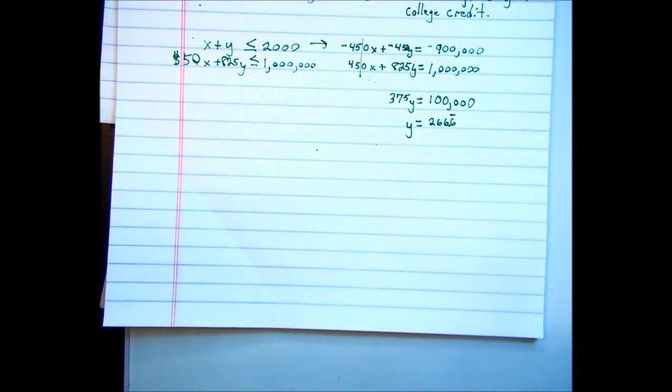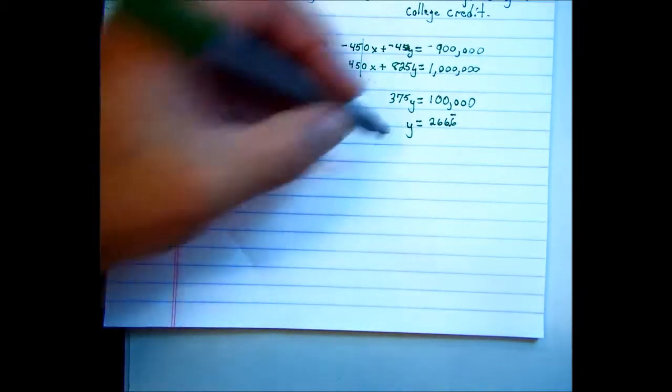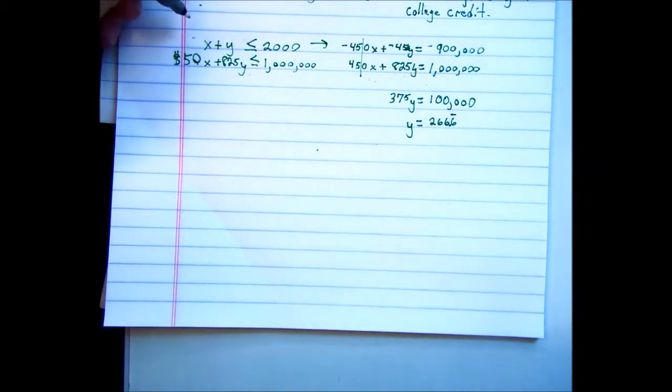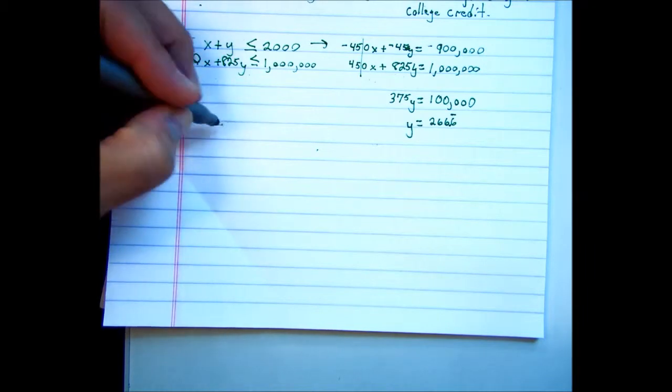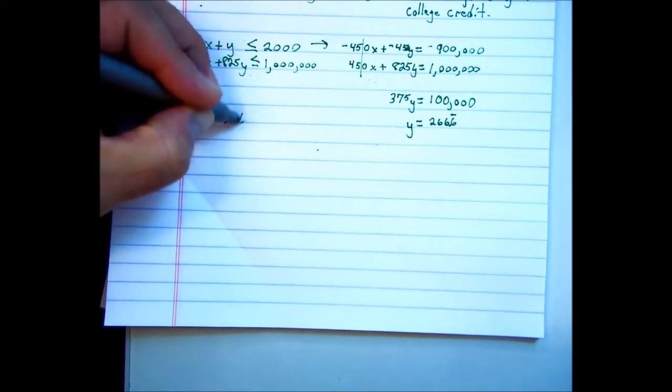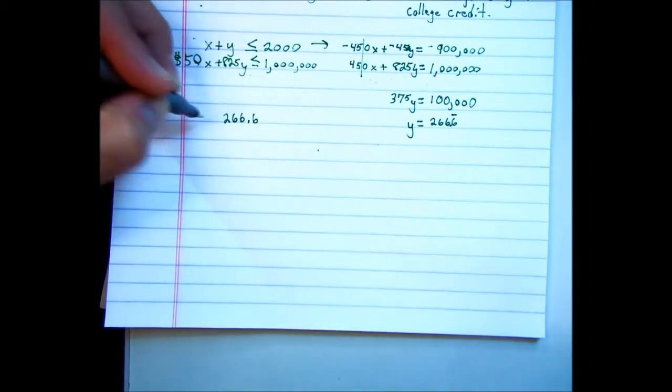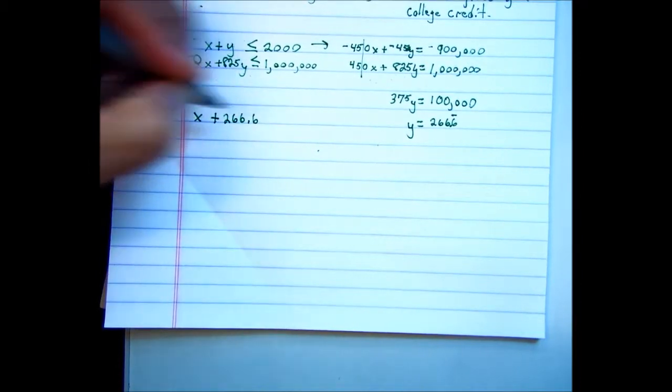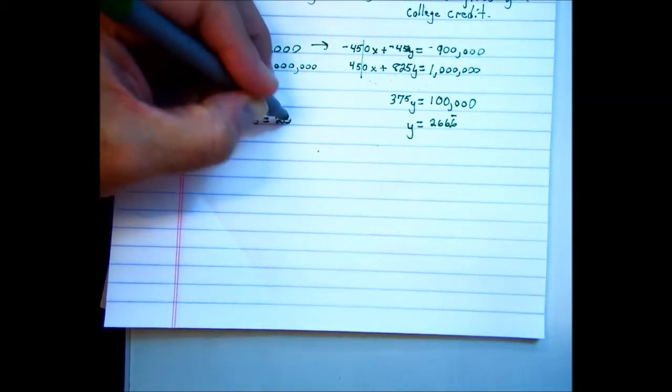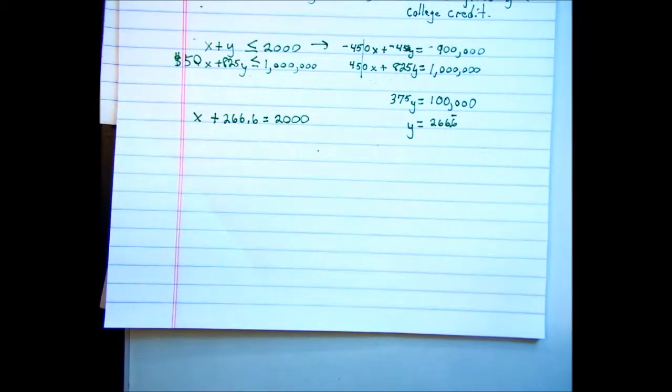Now, that means 266 square feet. Can you have parts of a square foot? Yes, you can. Now I have to solve for x. After I have this, I have to plug it back in. So, if y is 266.6, I have to figure out what x is. And this one becomes easy.